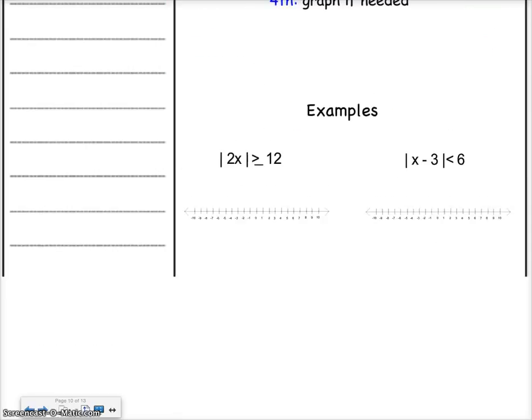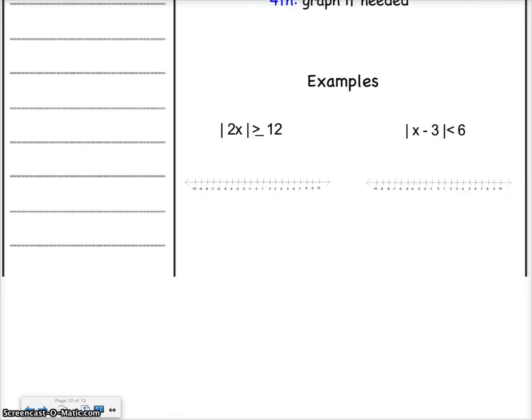We're going to solve and graph this: the absolute value of 2x is bigger than or equal to 12. Is my absolute value symbol alone? Yes, it is. It doesn't matter what's inside it, it's what's outside it. It is alone on the outside, all by itself. So now I can create my cases.